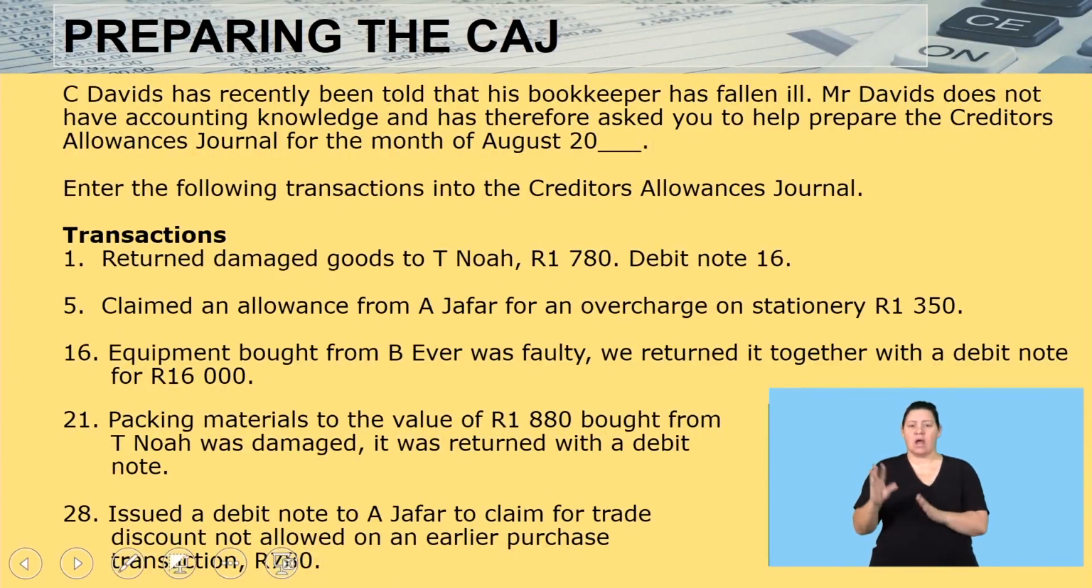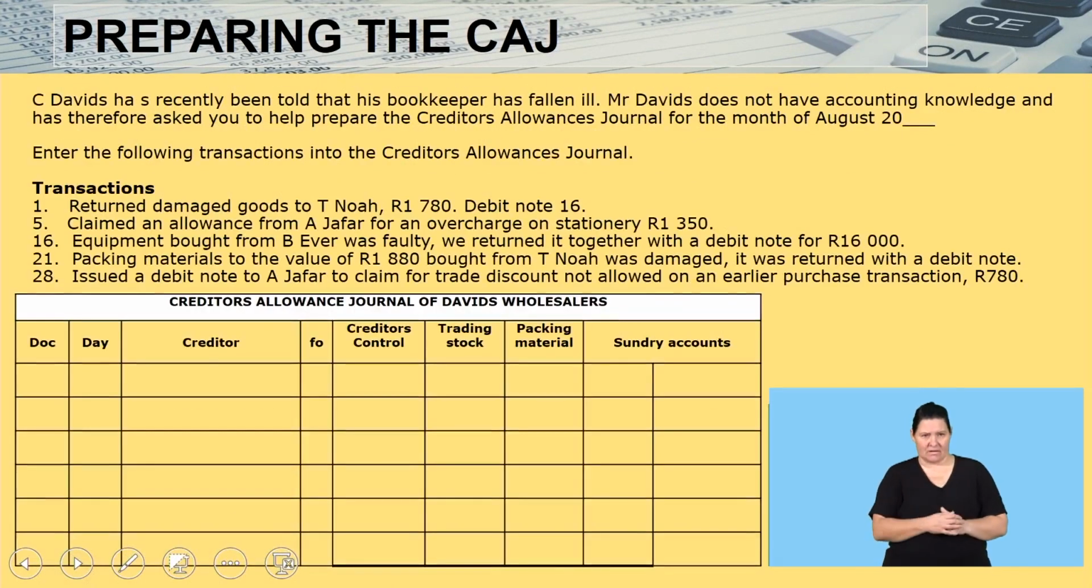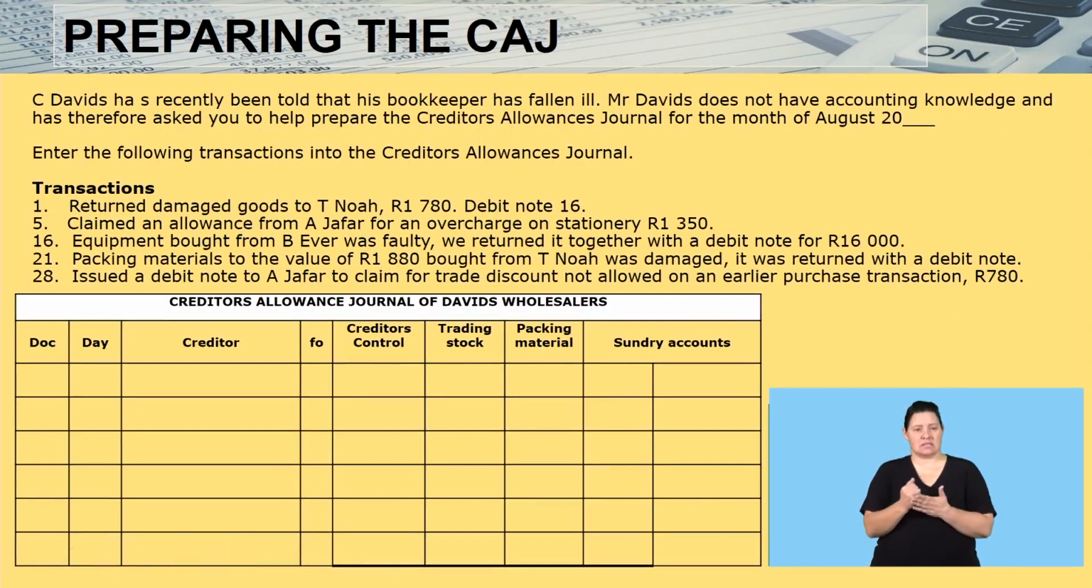We need somewhere to record this. Let's see if we have it. There it is, our Creditors Allowances journal. The first thing that we record is the document. Here we're told it's debit note number 16, so it will be 16 here. The day will be the first. The creditor is T Noah. And then under creditors control, it's going to be 1,780, returned damaged goods. So it is part of our trading stock, 1,780 under trading stock.